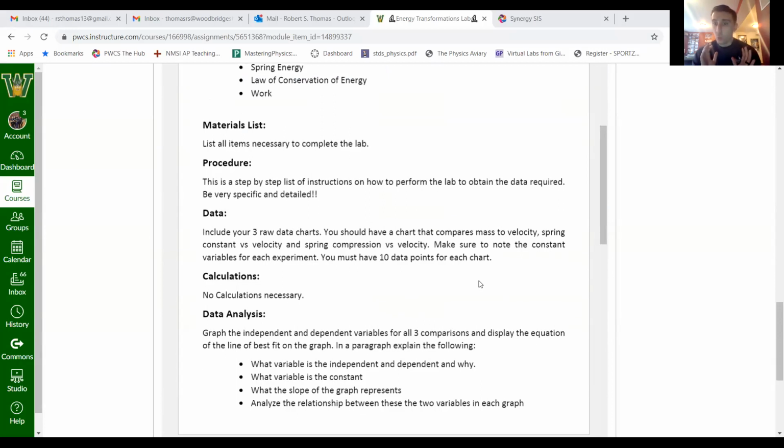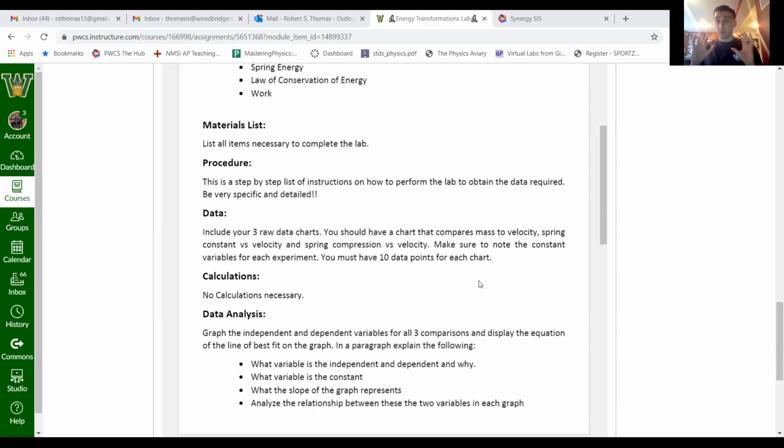Now, since there's no calculation, you need to analyze each section. So this is how I expect to see it. I expect to see the data chart. I expect to see the graph, okay? And then a paragraph analyzing the data there. Tell me what the independent, tell me what the dependent, tell me what you held constant. Tell me the relationship. This is the key. Tell me the relationship between the two variables, the independent and dependent variables. All right. If you had to linearize, tell me how you linearized and what you got from that. Then tell me the relationship.